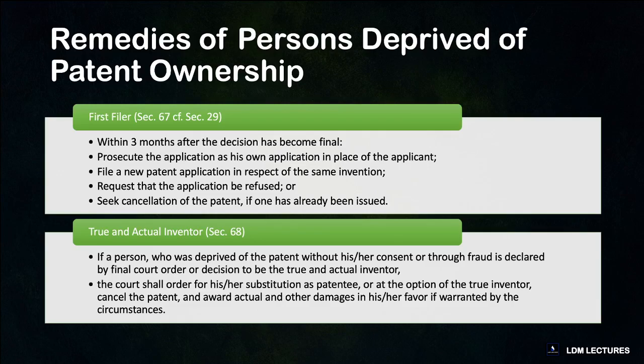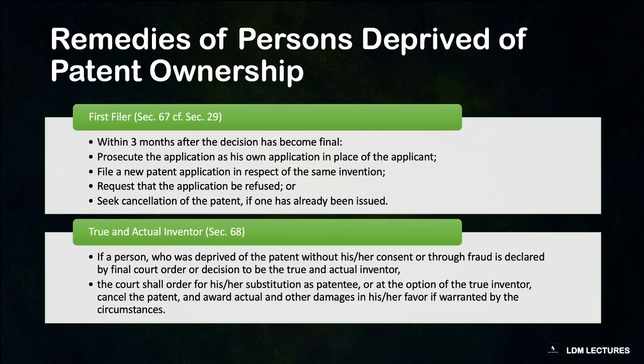How about kung ang na-deprive naman ay yung true and actual inventor? So if a person who has been deprived of the patent without his or her consent or through fraud is declared by final court order or decision to be the true and actual inventor, the court shall order his or her substitution as patentee. So kahit pa na issuehan na yung particular person ng patent right, however, yung true and actual inventor was deprived by such person, then the court may order that such true and actual inventor be the substitute to the patentee. No?